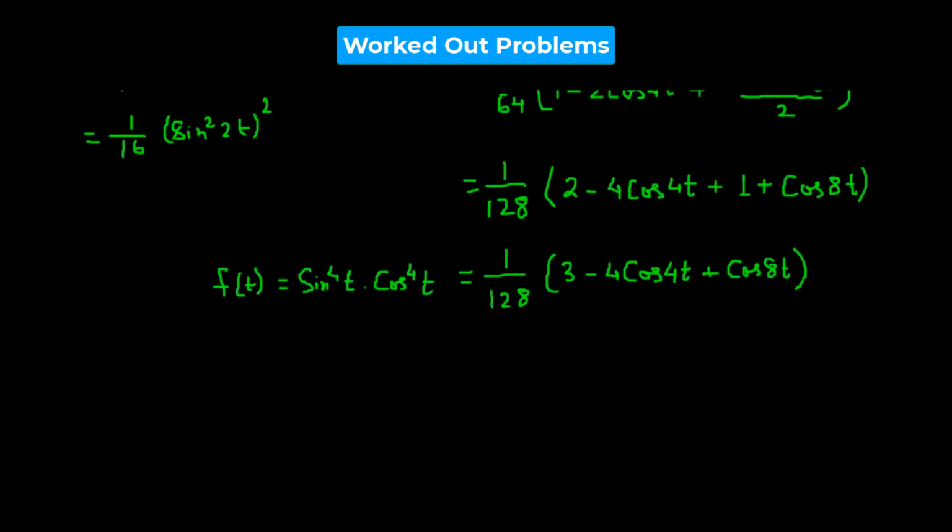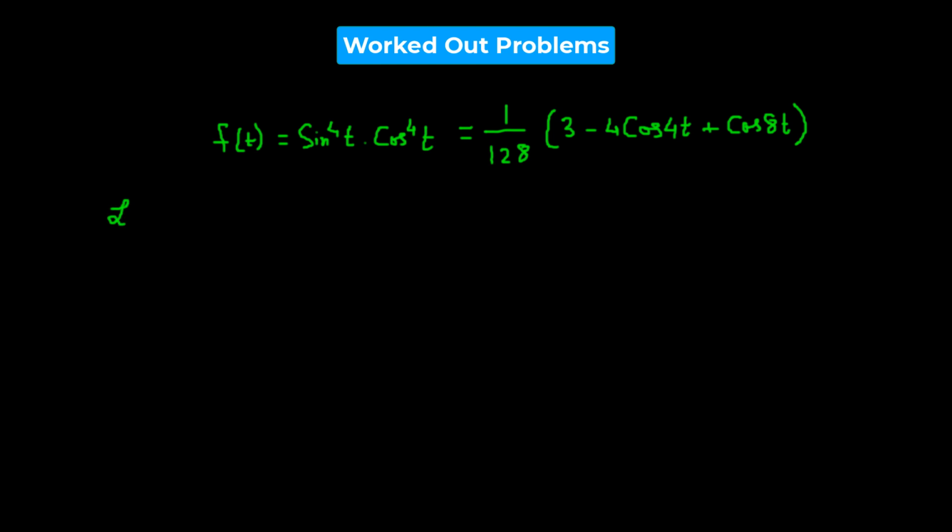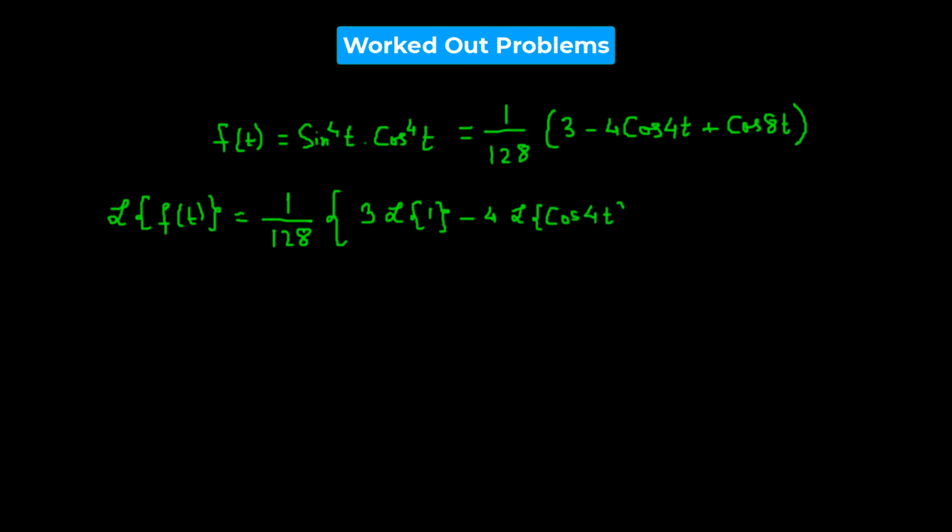Now we're going to find the Laplace transform of the given function. So the Laplace transform of our function f of t will be equal to 1 over 128 multiplied by 3 times the Laplace transform of 1 minus 4 times the Laplace transform of cosine 4t plus the Laplace transform of cosine of 8t.